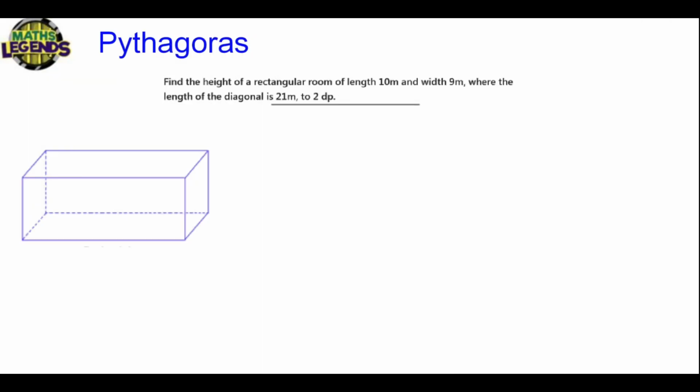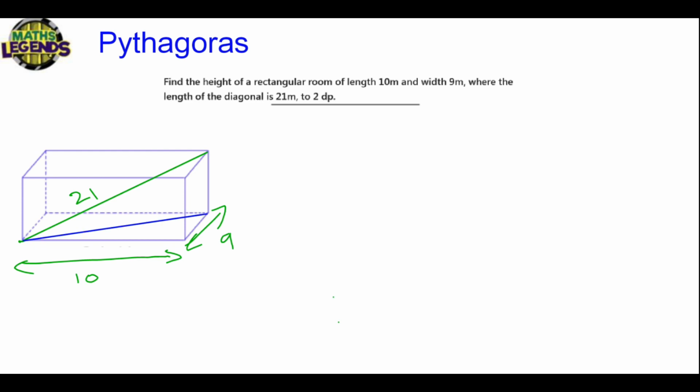So here we are looking to find the height of the rectangular room that has a length of 10. So let's say that is 10, and the width is 9, and the length of the diagonal is 21. So here we're going to use Pythagoras, but we're going to use it twice. So we're first going to use our 10 and our 9 to work out the hypotenuse of this right angle triangle, the diagonal of the base of the rectangle. So let's call this x.